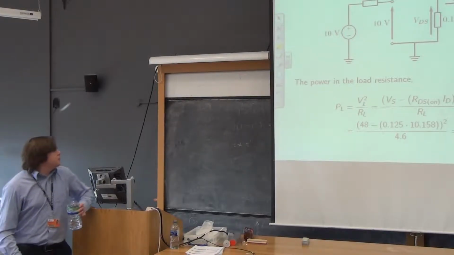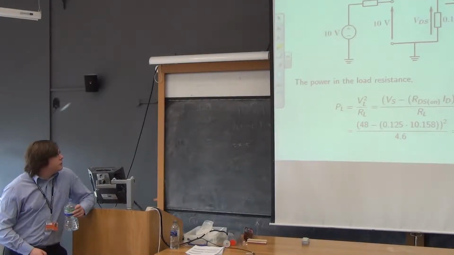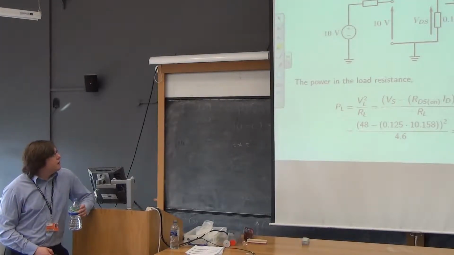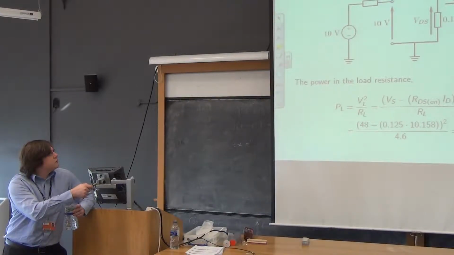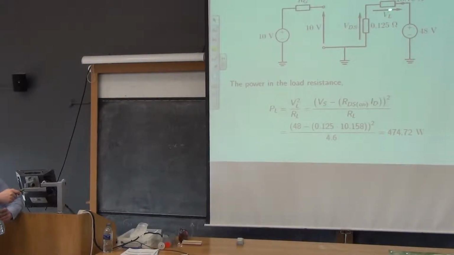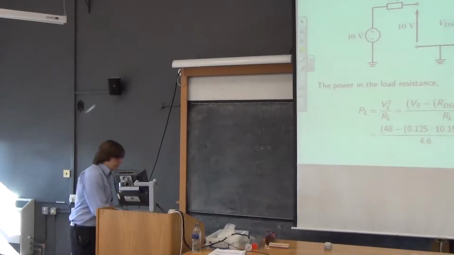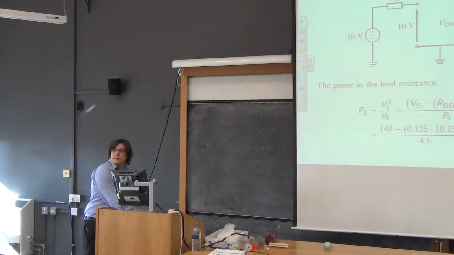So the load power, or the power in the load resistance, we'll apply the same equation we had before, V squared upon RL. And in this case it's just the two resistors, and we want just the power in this resistor. So we'll do V squared upon R for whatever VL is. So VL is Vs minus the voltage across this resistor here, which is RDS on times ID. So all the stuff in the bracket gives us VL, and it's squared upon RL. And if you pop the numbers in, it's not quite 500 watts. Happy?